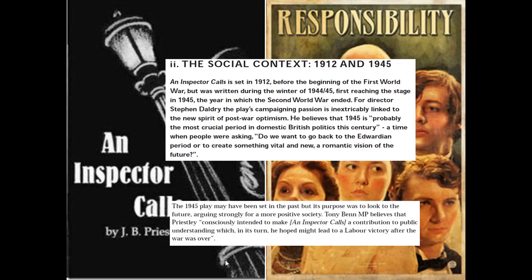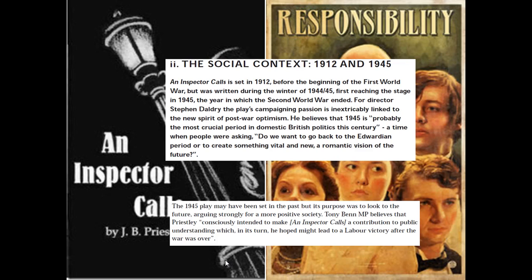Now Tony Benn, the MP, in that second quotation there, believes that Priestley consciously intended to make in An Inspector Calls a contribution to public understanding which he hoped might lead to a Labour victory after the war was over.